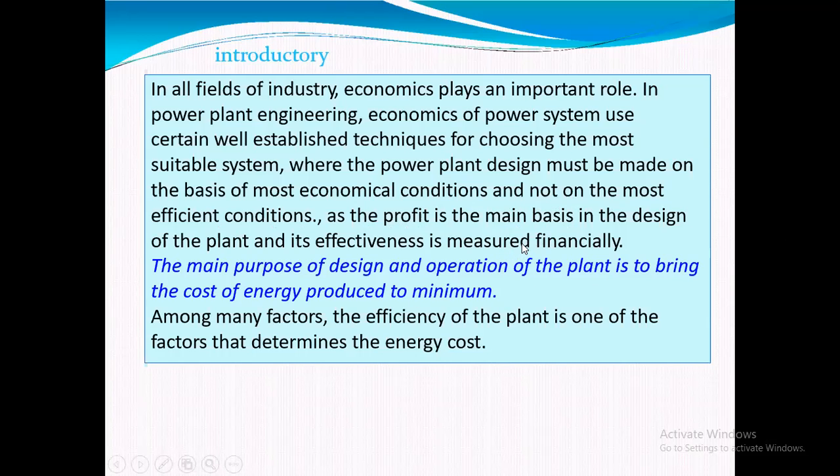Keen interest in your profit after the investment. And we all understand that profit is the main base of the design of the plant, and its effectiveness is measured financially. So finance is the most important thing, in which your loans, your investment, and your profit are also involved. The main purpose of design and operation of the plant is to bring the cost of energy produced to a minimum. Among many factors, the efficiency of the plant is one of the factors that determines the energy cost.